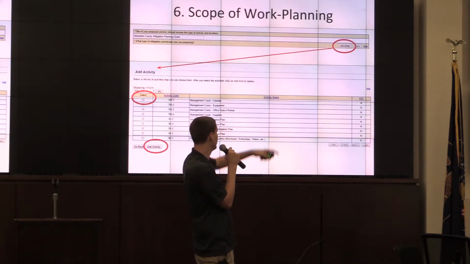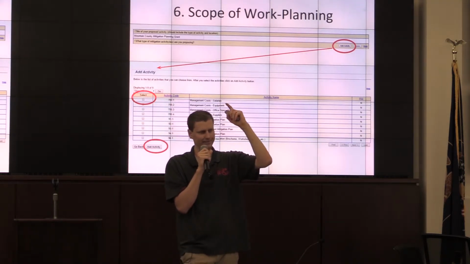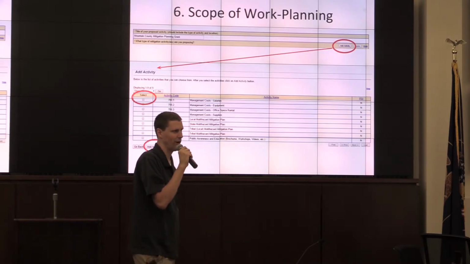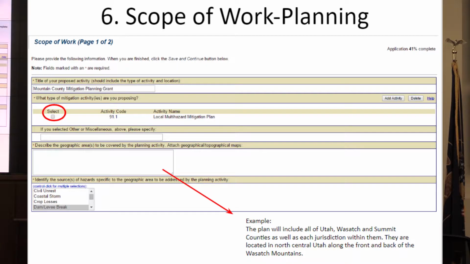You would click on the Add Activity button, and it'll pop up this. And if you remember those activity codes, there's like 80 or so activity codes. There's fewer for the planning ones, though. So for the planning one, if you're doing a local multi-hazard mitigation plan, you click on 91.1 or a tribal one right here. There's the tribal multi-hazard mitigation plan. You just click on one of those, and you're good to go for a planning one. And it showed up there, so there's an example, 91.1, the local mitigation plan.